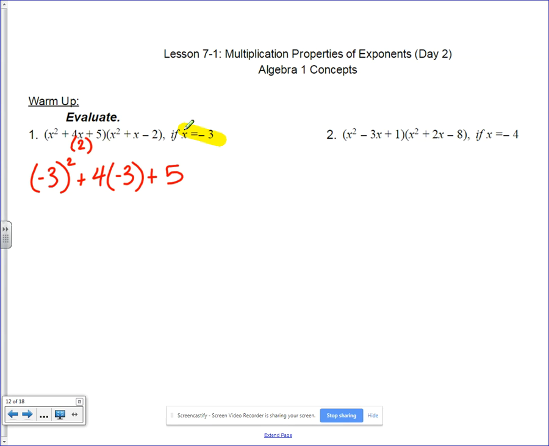Oh, well, that's how we got 2. We plugged it all in. Okay, because... No, that's 9. That's 9. And then this will actually end up being -12. And then plus 5 will give me 2. Okay, let's go over to the other parentheses.